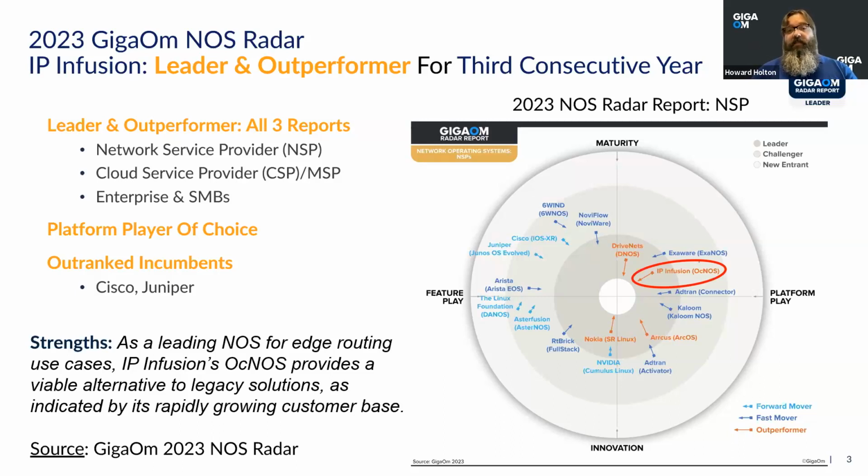So were I making a decision today and were I advising a customer, my advice would be pick the quadrant, start with the oranges and then the dark blues, who are closest to the center. And you can see IP Infusion with OCNOS is hard to beat in our opinion.